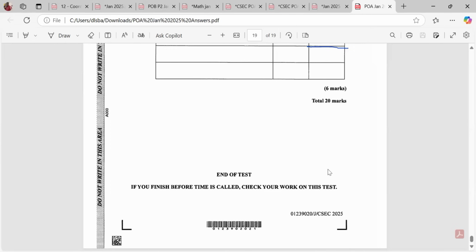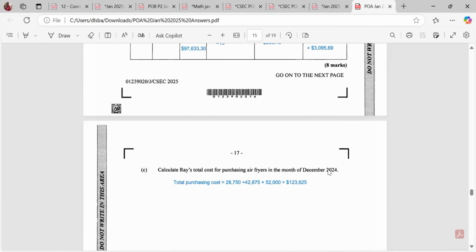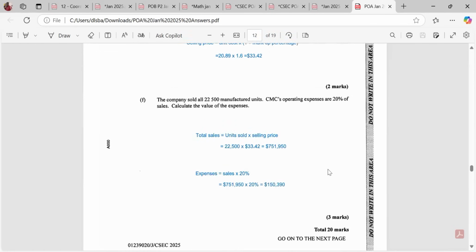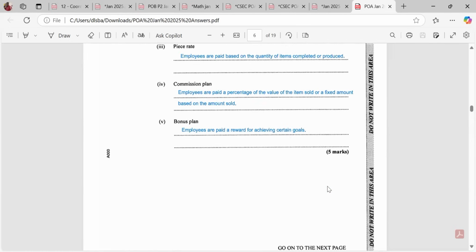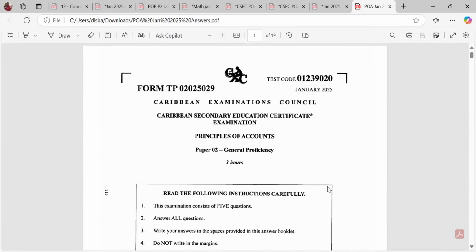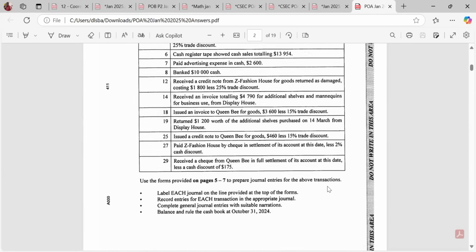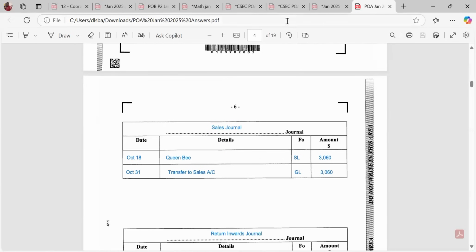If we covered those topics, this would have been a very, very, very easy paper. This is the nicest POA paper I've seen in a while. All right, I will encourage you all to go through the previous past papers, make sure you all could answer every question here, and continue working towards May, June coming up.